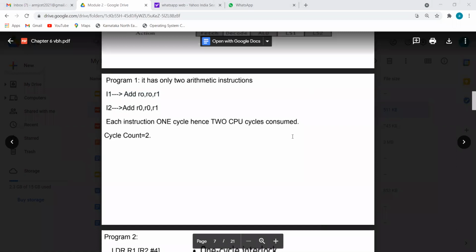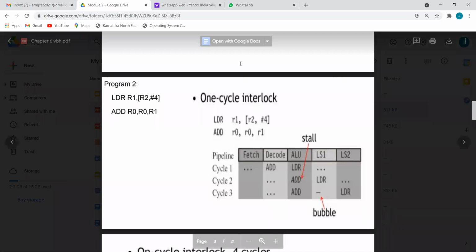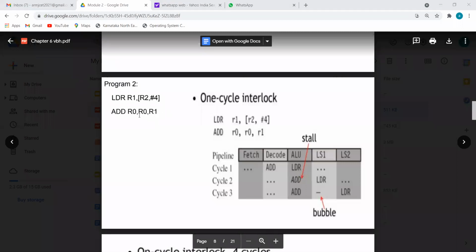Hope it is clear. Okay, now this is very important. You can expect this question in the examination, this or the very next. The second program has... now do reply in the chat box.